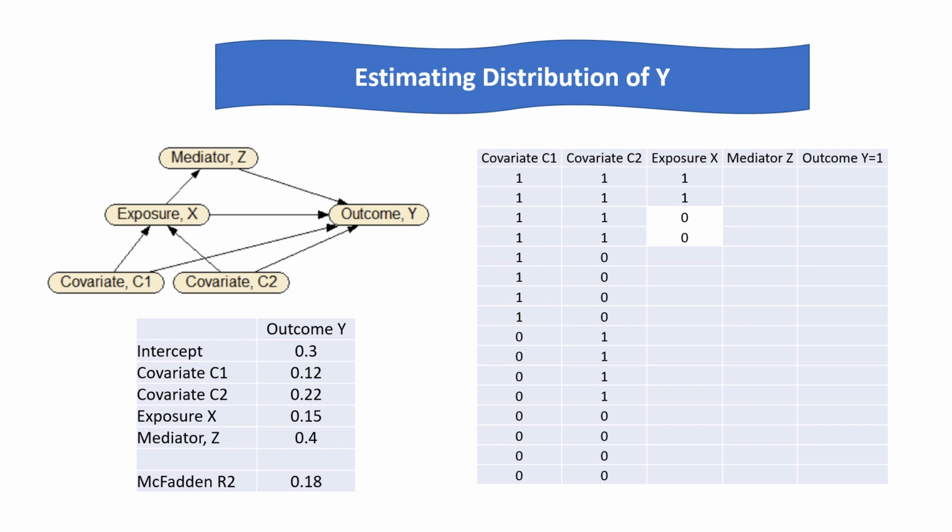The same procedure is followed for the exposure variable. It is present in half the situations where both C1 and C2 are present, and absent in half the situations where both C1 and C2 are present.